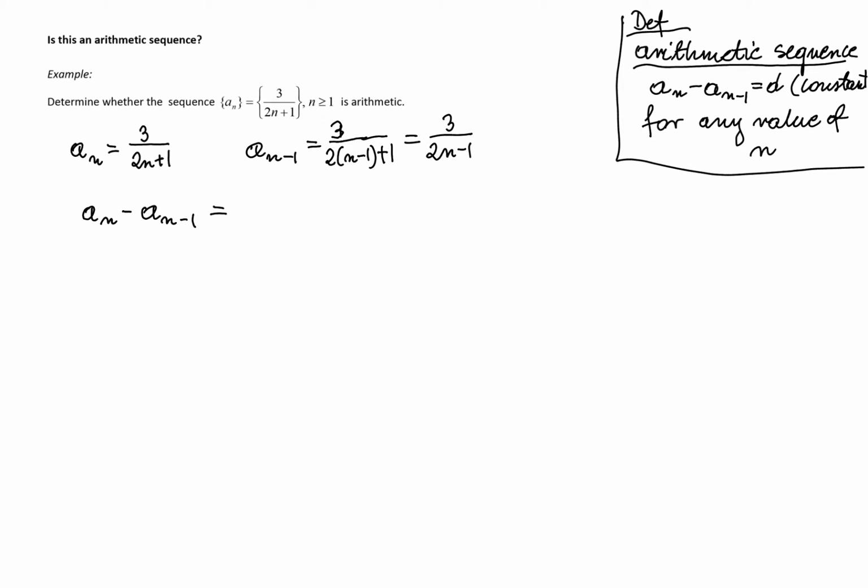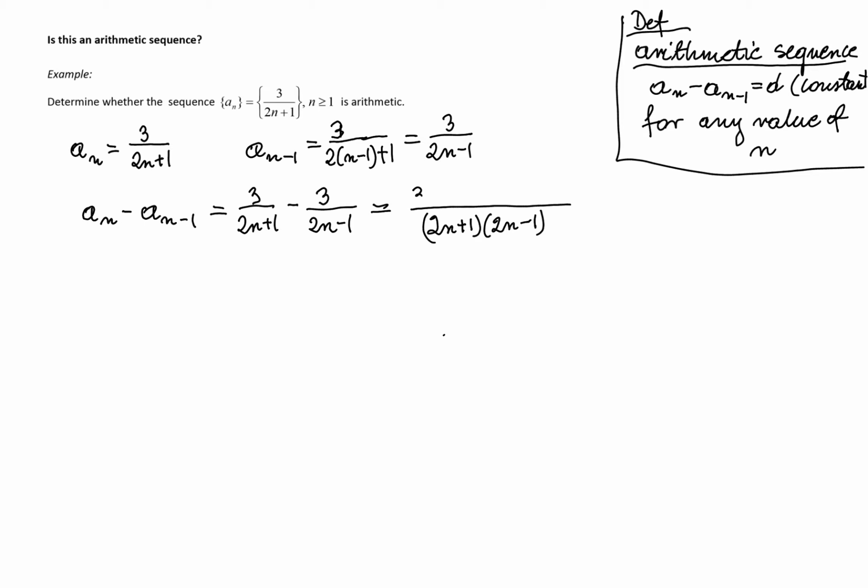So let's look now at the difference a sub n minus a sub n minus 1. That's going to be 3 over 2n plus 1 minus 3 over 2n minus 1. We want to see whether this can be simplified and whether we'll get a constant at the end. So we'll combine those two fractions, we subtract them, and therefore we need to form a common denominator, which in this case will be the product of the denominators.